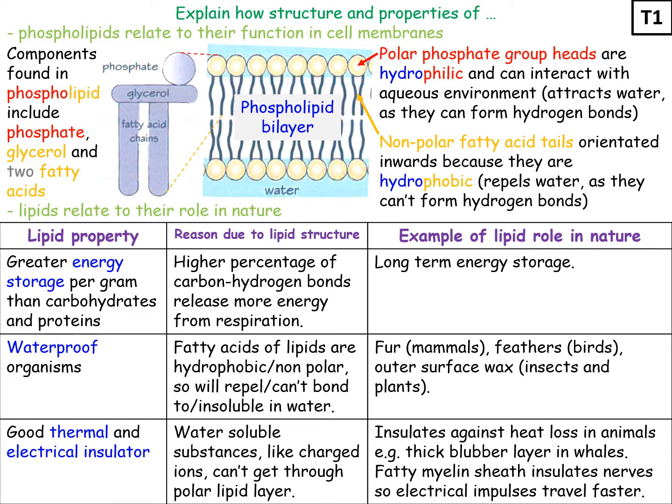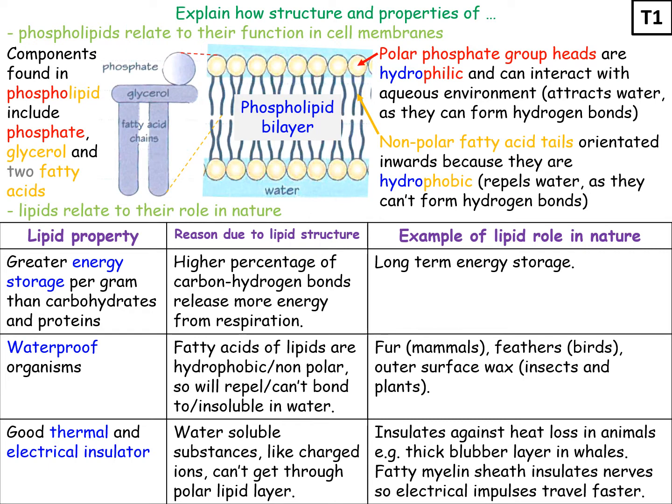They are also waterproof because the fatty acids of lipids are hydrophobic or non-polar. Therefore, they repel or can't bond to water, making the material insoluble. This helps to make organisms waterproof. An example of this is fur in mammals, feathers in birds, or the outer surface wax in insects and plants. All of those have lipid structures inside them that make the organism waterproof.